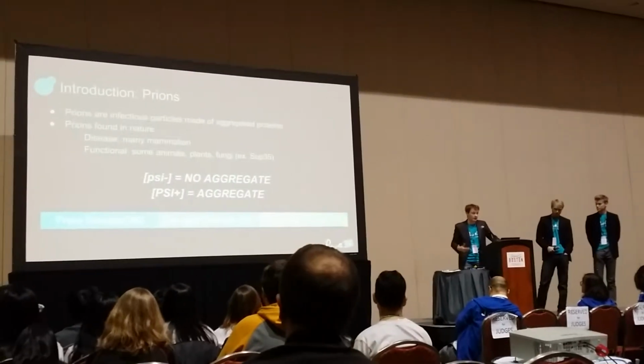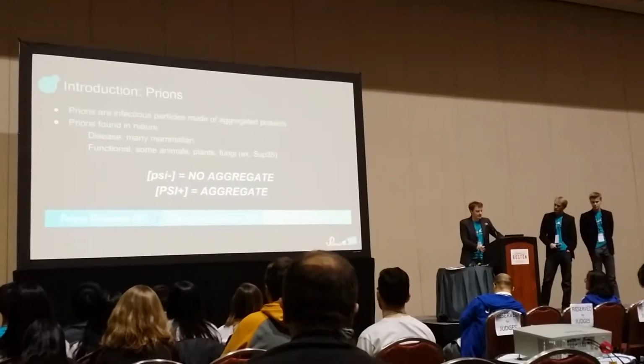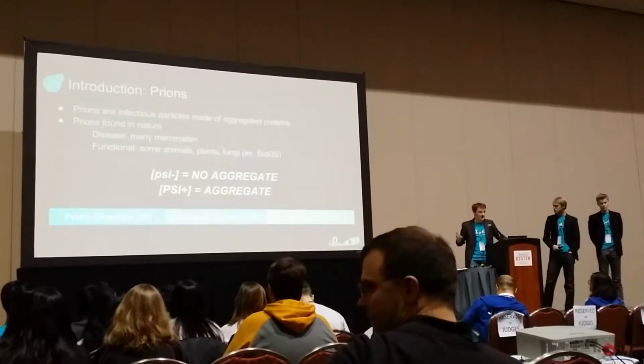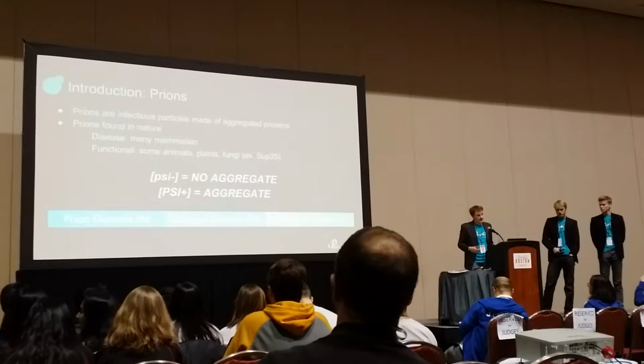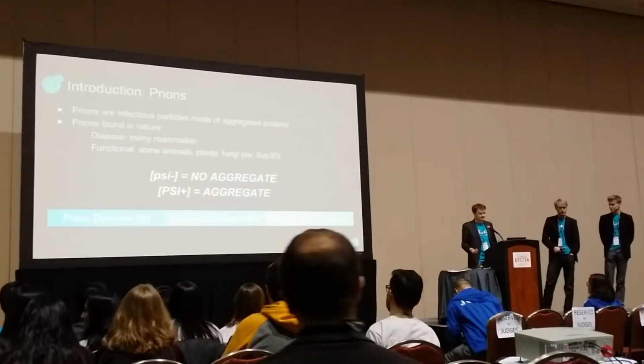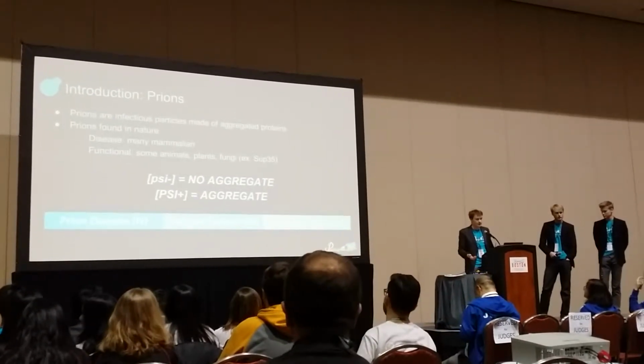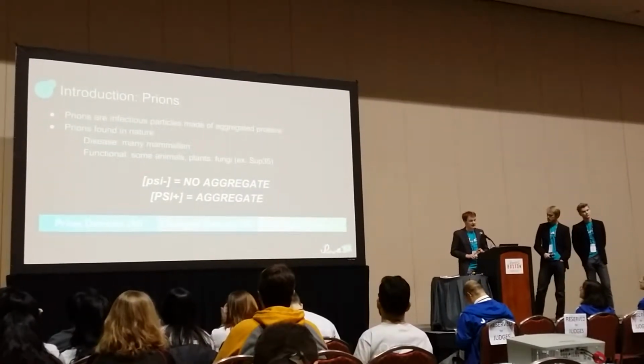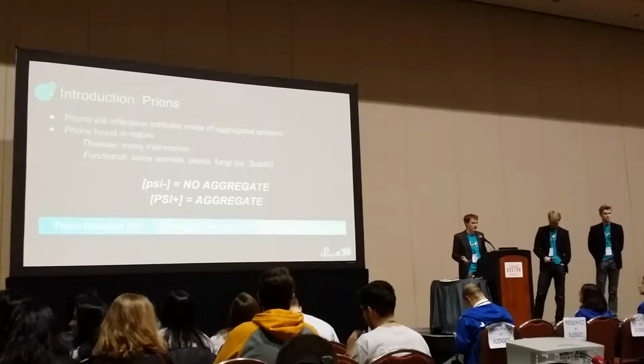So first off, I guess, what are prions? So prions are infectious particles made of aggregated proteins. Typically this is the same protein which is aggregated with itself. So they're found in nature in a variety of places. In mammals, they're often found and associated with diseases, but in some animals, as well as plants and fungi, they're actually just a normal functional part of the cell.